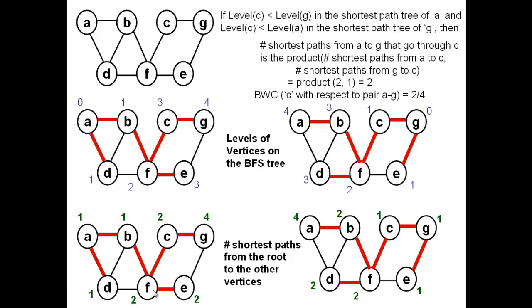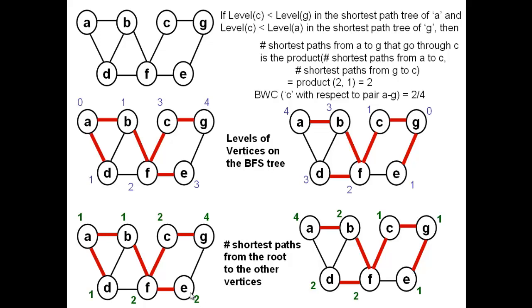Now from the root to G, what we have to do is find again the number of shortest paths from the roots to the vertices at the earlier level. So the earlier level is going to be C and E. We have 2 shortest paths from the roots to C and E. So you have to just add up the 2 shortest paths, so that will be 4. So that's the number of shortest paths from the roots to the other vertices.